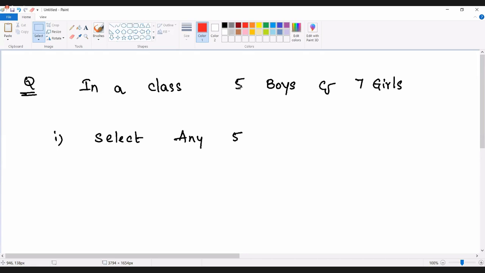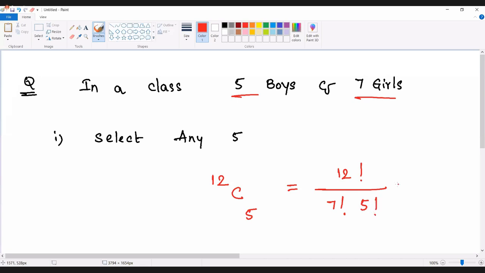If it is select any five members, how many members are there in total? Five boys and seven girls, total 12 members are available. Select any five means it is going to be 12C5. What is 12C5? 12 factorial divided by (12 minus 5) factorial into 5 factorial. That means 12 into 11 into 10 into 9 into 8 into 7 factorial divided by 5 into 4 into 3 into 2 into 1. You can further simplify and mark the answer. Here, 12 factorial is 12 down to 1, and 7 factorial is 1 to 7, so 1 to 7 directly cancels. I hope the point is clear.